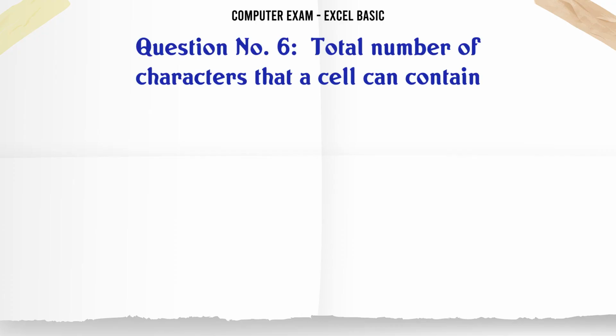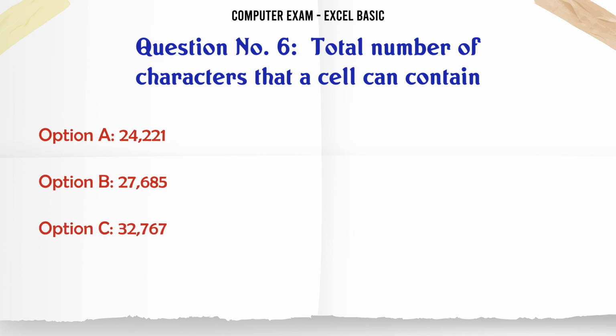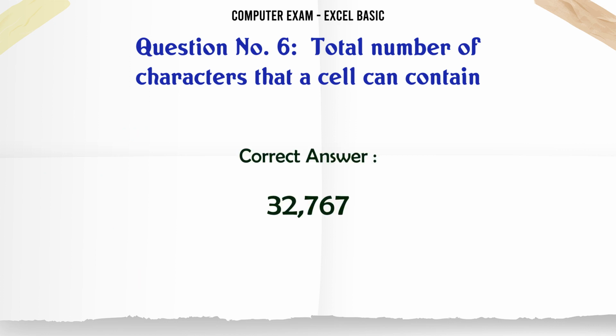Total number of characters that a cell can contain: A. 24,221, B. 27,685, C. 32,767, D. 39,802. The correct answer is 32,767.